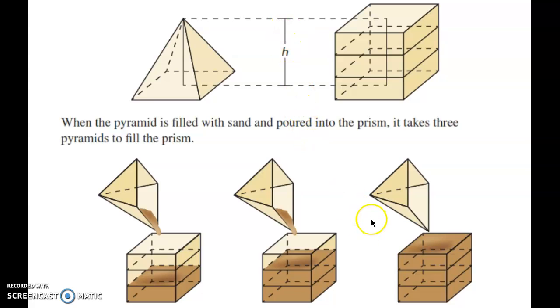But when it comes to volume, when the pyramid is filled with sand and poured into the prism, it takes 3 pyramids to fill the entire prism. So that also explains how the volume of a pyramid is related to the volume of a prism, given that they both have the same height, such as in this figure.